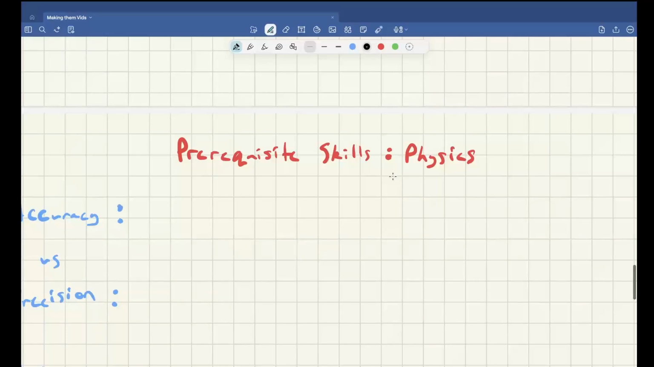Hey everybody, in today's video we're going to be talking about the prerequisite skills that you will need in physics, and this video is mostly just going to be talking about significant figures. So, when scientists measure, they record as accurate and precise a number as possible. This number will consist of known digits and one estimated digit, referred to as significant figures, digits, or sig figs.